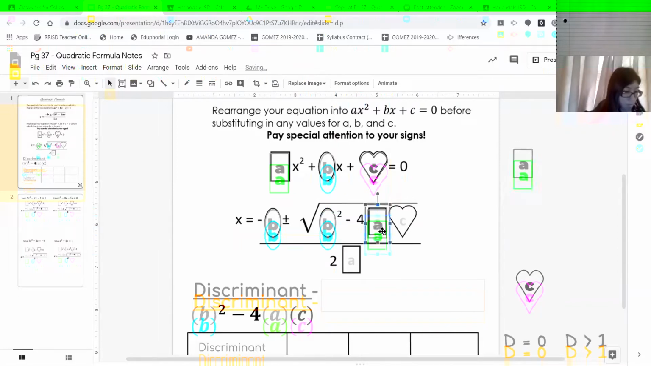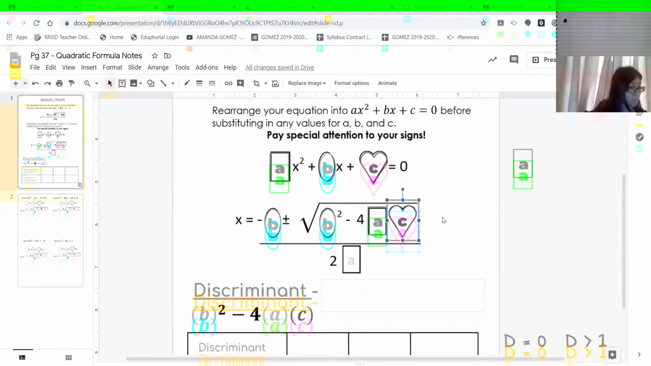A and 4, what's happening between A and 4? Do you know? Aren't they being multiplied? Yes, absolutely. Good. All right. So 4 times A and then also times C. If you want, you can literally put little dots in between or parentheses if you'd like.